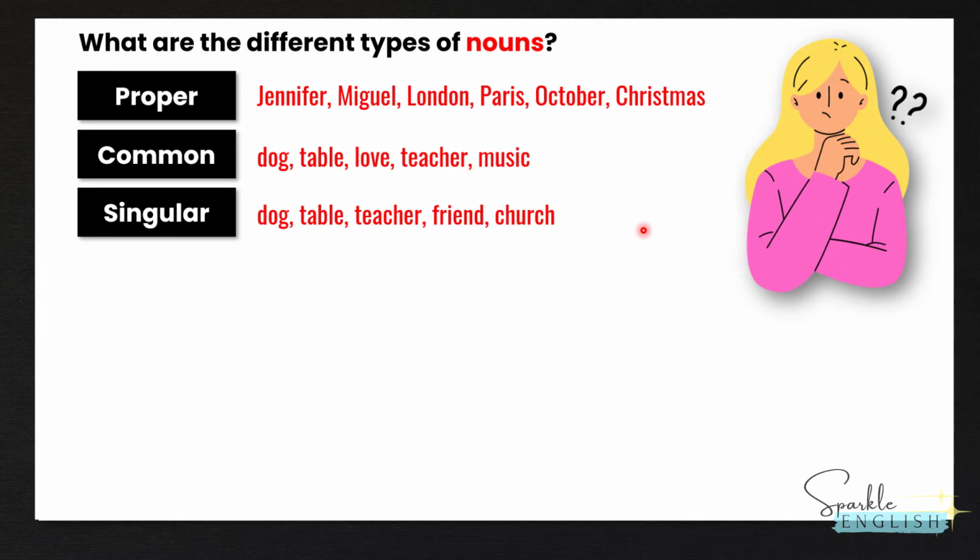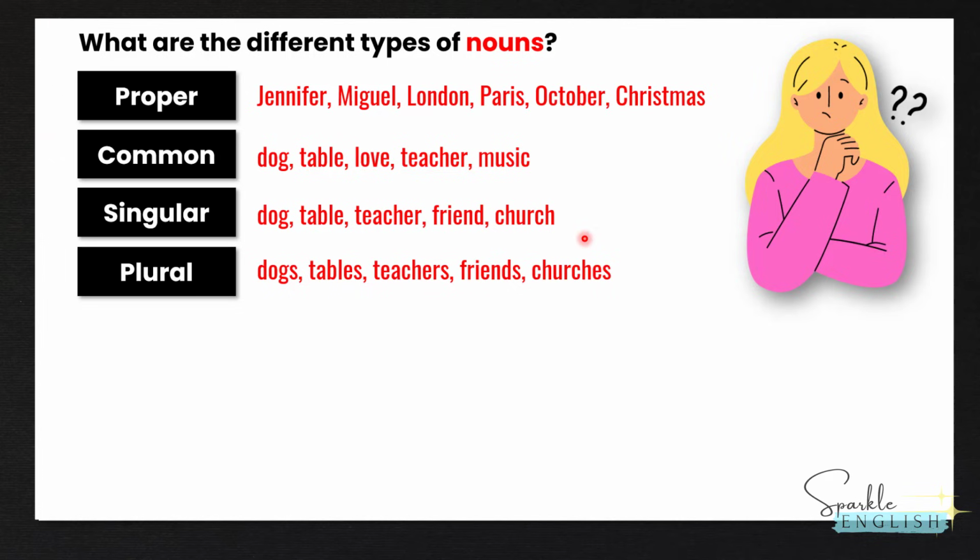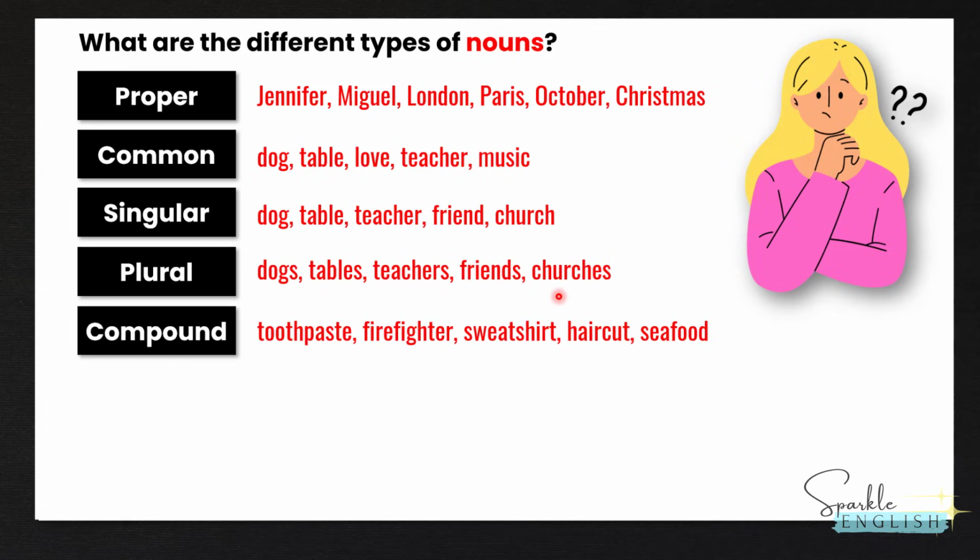We also have singular nouns. Again, you can see that a noun can be more than one type. Dog is also a singular noun and it's a common noun. Table, teacher, friend, church. And then we have plural nouns, which is more than one thing. Dogs, tables, teachers, friends, churches. We have compound nouns, which is when we combine 2 words to make a noun. Toothpaste, firefighter, sweatshirt, haircut, seafood.